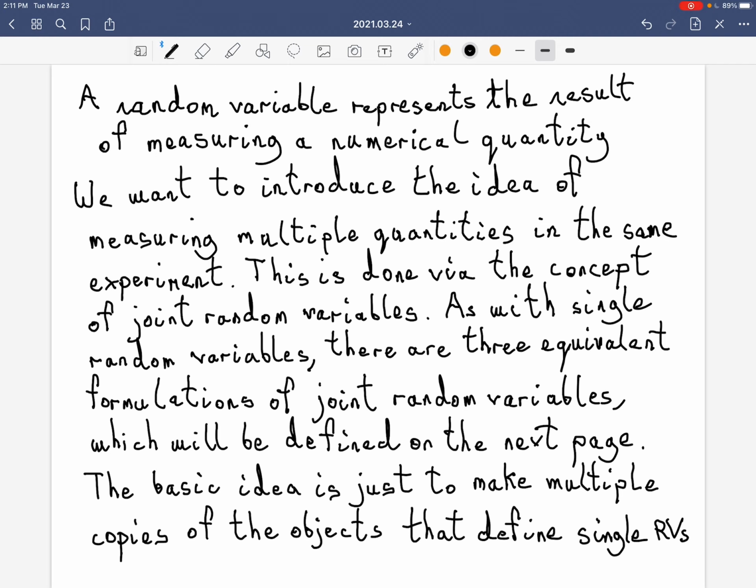Okay, so this is the 13th lecture. What we're going to talk about today is the concept of joint random variables.